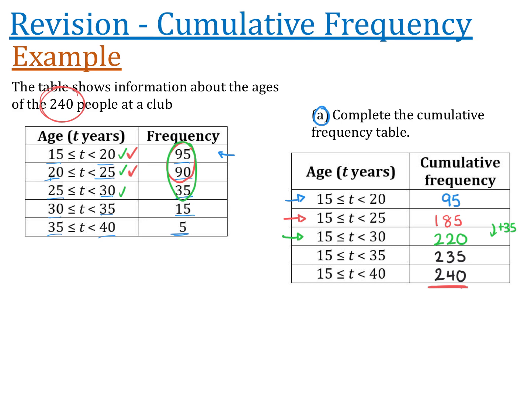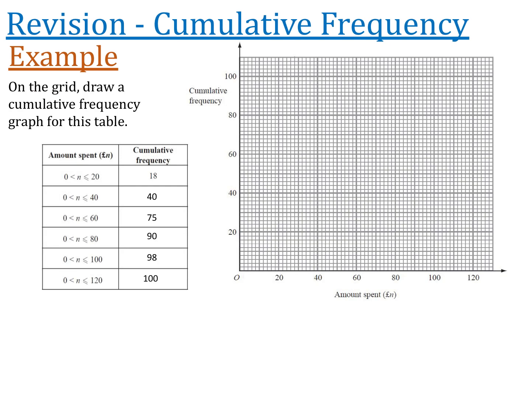Okay, here we go. So usually there would be like a part B to the question, and they would say, now that you've completed the cumulative frequency table, they want us to go ahead and draw this. So it says on the grid, draw the cumulative frequency graph for this table. Now, a lot of people get confused as to what numbers we need to actually plot. We're looking for a bunch of points that we have to plot.